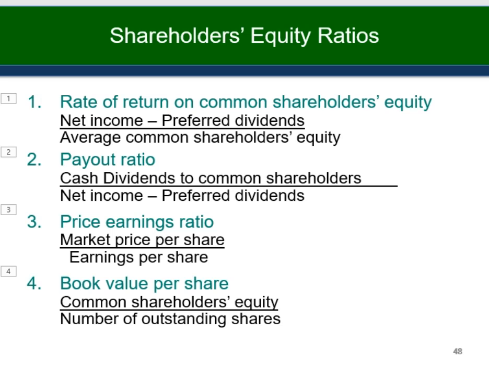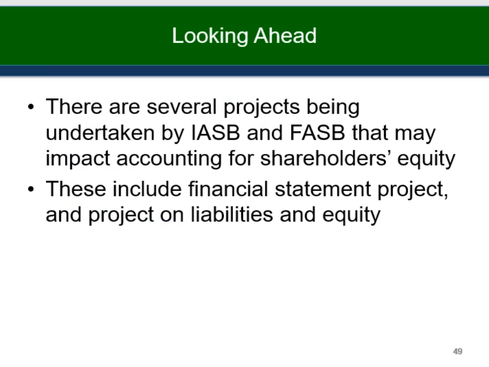So the book value per share is the amount each share would receive if the company was liquidated on the basis of the amounts reported on the balance sheet. So that would be calculated as common shareholders' equity divided by the number of outstanding common shares.